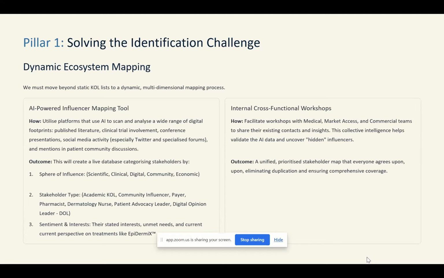Dr. Ronak, you want to add something here? No, so I think if we have any example of an AI powered influencer mapping tool or something, if in medical we have anything.